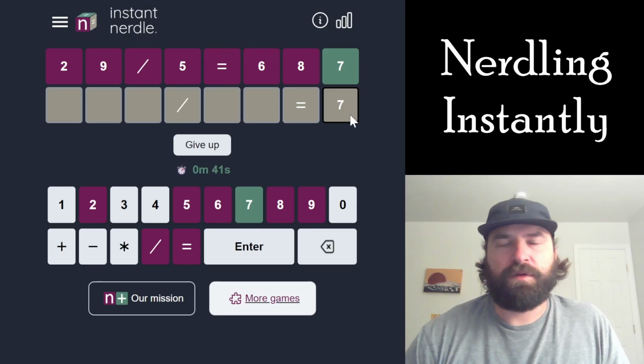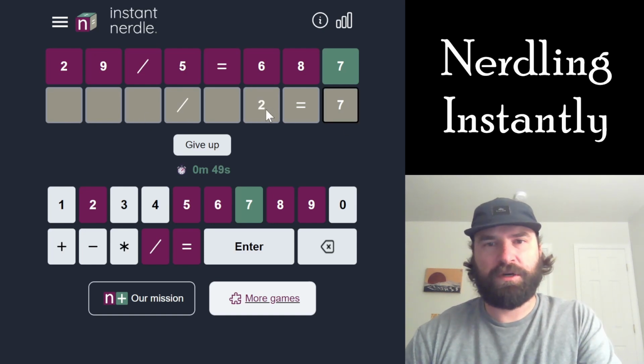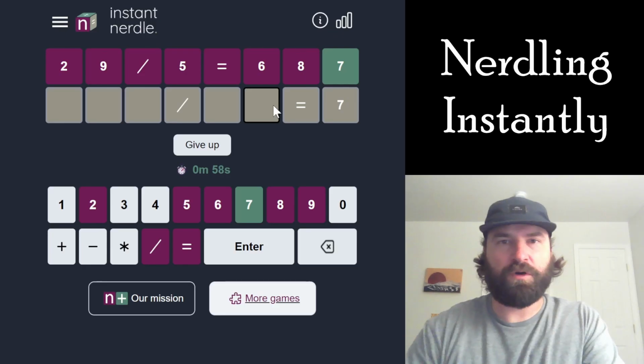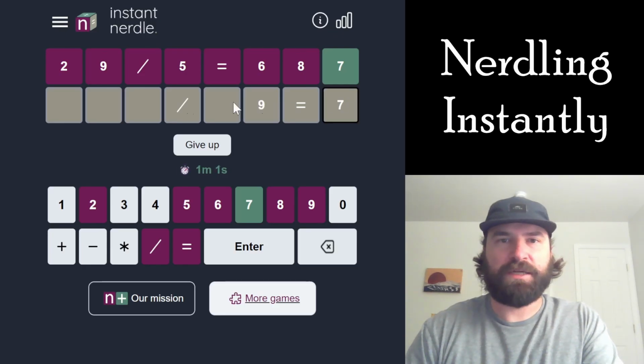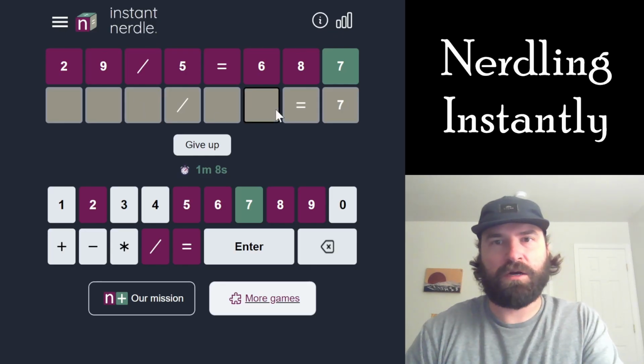With division, I like to work in reverse and think about it being multiplication in reverse, basically. So if I put a 2 here, 7 times 2 is 14. So this number would have to end in a 4. We don't have a 4, so 2 wouldn't work here. I can work like that. So if I put a 9 here, 9 times 7 is 63, which ends in a 3. This would have to end in a 3. That doesn't work, so 9 doesn't work there.